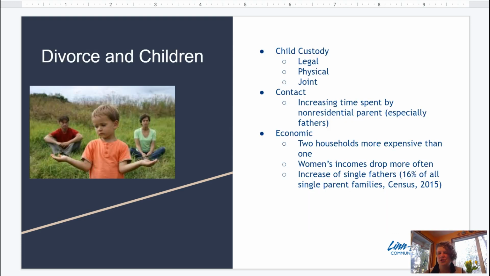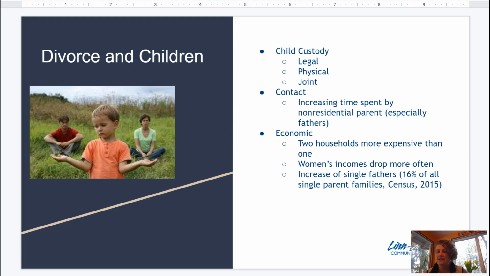So in terms of children, and this is probably the biggest thing that people care about and ask about when it comes to divorce, what is the effect on children? So here, just a few things to think about when we're thinking about divorce and children is custody needs to be determined.